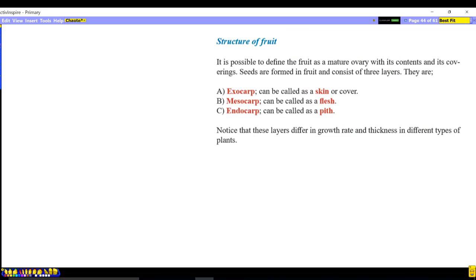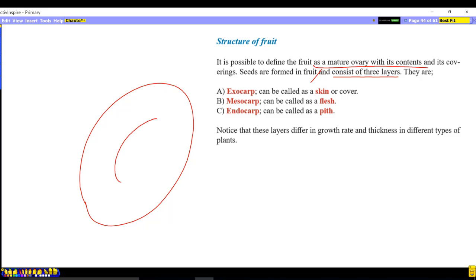Structure of fruit. It is possible to define the fruit as a mature ovary, because generally fruits grow from the ovary. Seeds are formed in fruit. Fruit also consists of 3 layers. They are the exocarp, which is like the skin of the apple, apricot or peach. The mesocarp, which is the middle layer, or the flesh, the part of the fruit we eat.